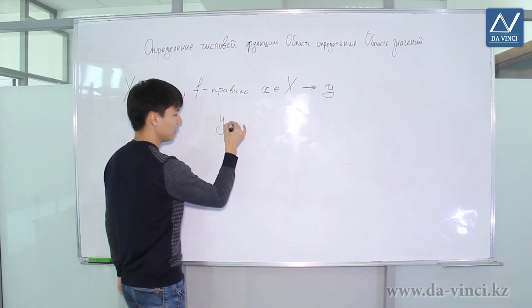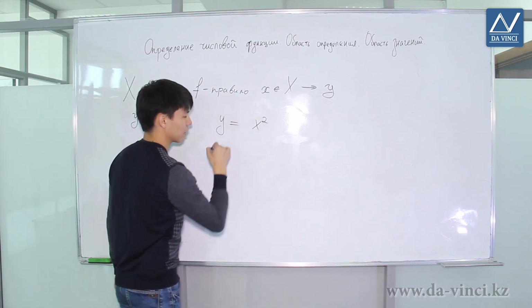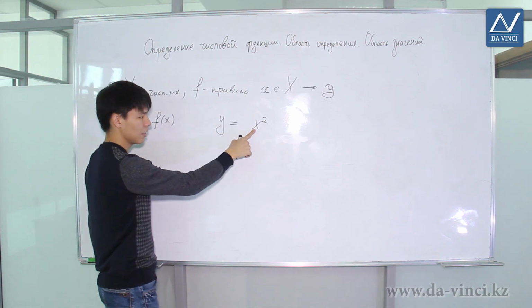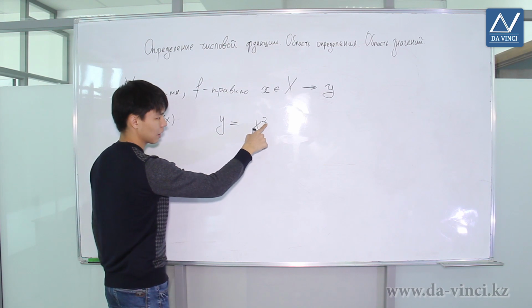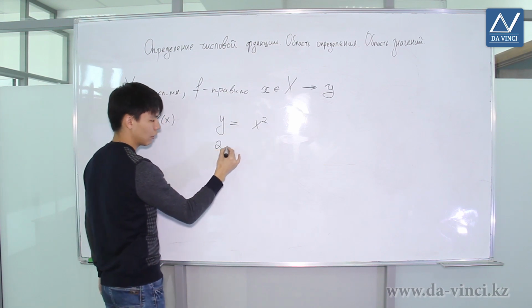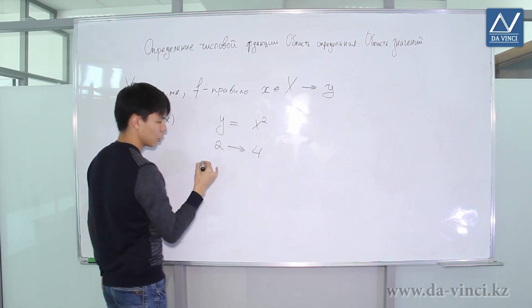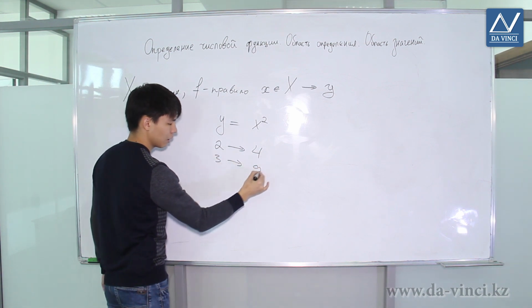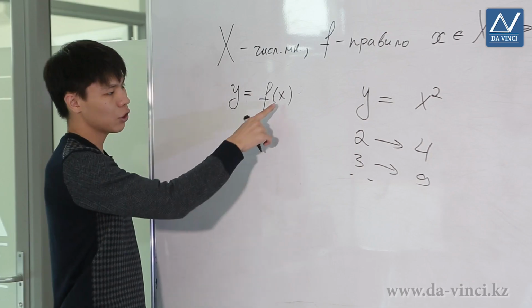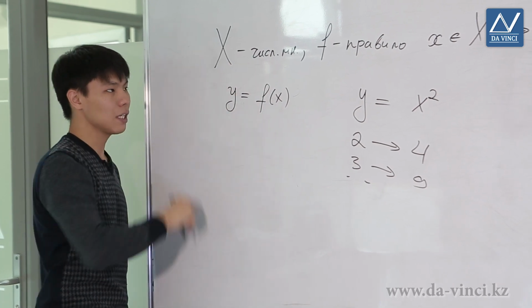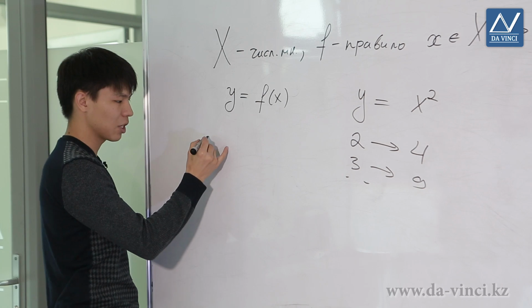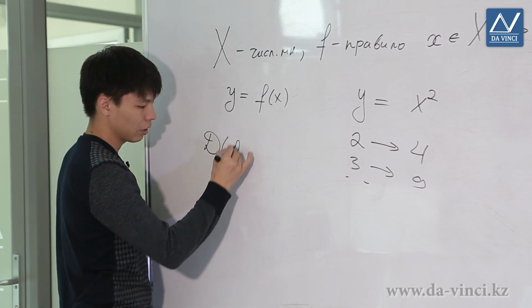For example, y is equal to x squared. X is the independent variable here, and squaring is the rule according to which it is matched. That is, the number 2 is put in correspondence with the number 4, number 3 with 9, and so on. All possible values of the argument x, that is, a numerical set large X, is called the domain of the function and is usually denoted by D of f.